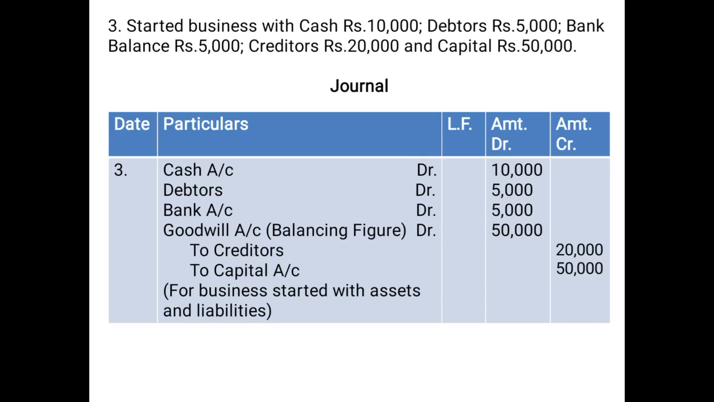So these are the 3 cases, children. In the first, no liability is given to you, only the asset balance is given with which the business is started, so you will just transfer the sum total of all the assets to capital account. Then second case, when the amount of assets is more than the amount of liabilities, you will transfer the deficient amount to capital account. And third case, when the amount of assets is less than the amount of liabilities, then again you will transfer the deficient amount to the goodwill account.